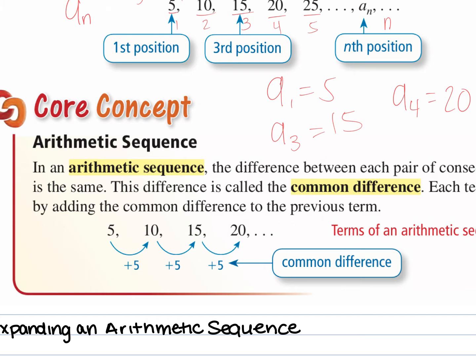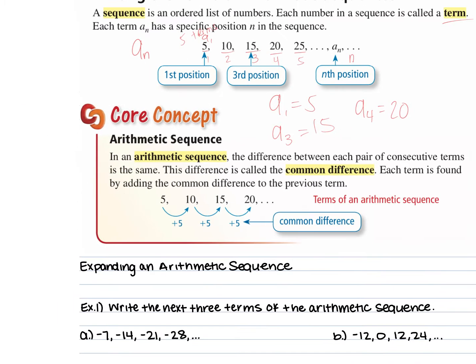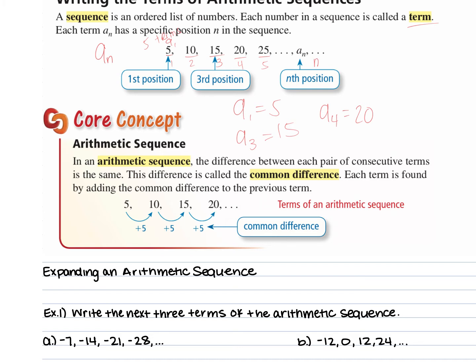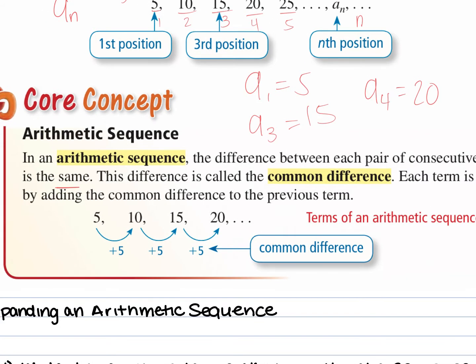Now, in arithmetic sequences, the difference between each pair of consecutive terms must be the same. You can't add by 3 and then add by 7 and then add by 9. If you add by 3, you have to add by 3 the entire time. Otherwise, it's not arithmetic, okay? Now, whenever we add by 3, for example, that's what we call a common difference, okay?